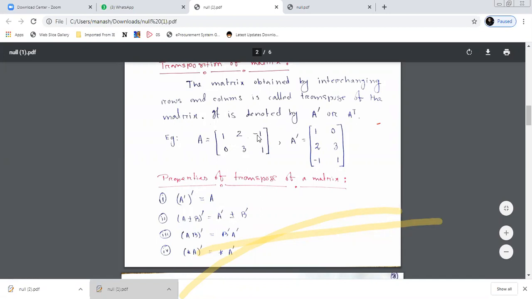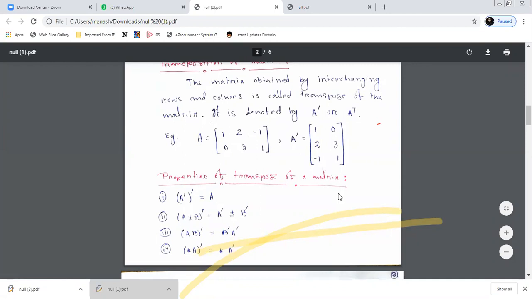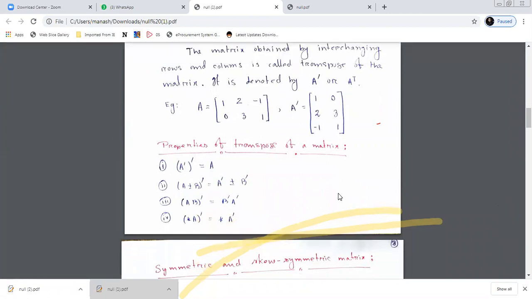So what is the order of the matrix? How many rows? 2 rows, 3 columns. So 2 by 3. When you transpose it, the first row becomes the first column. See here, the first row is 1, 2, minus 1, and it will become the first column, 1, 2, minus 1. The second row is 0, 3, 1, so this second row becomes the second column, 0, 3, 1. So simply what we have done here, we interchanged rows to columns.